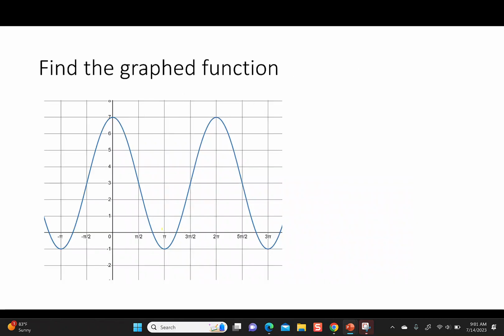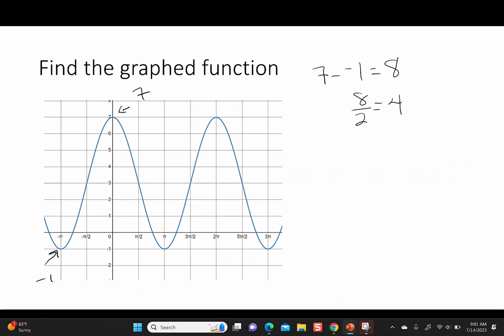Let's switch this around and find the function graphed. I'm going to start by finding my midline. What I notice is that I have a minimum at negative 1 and I have a maximum at positive 7. If I look at the distance between the maximum 7 and the minimum negative 1, I find that that's a distance of 8. If I divide 8 by 2, I get 4.